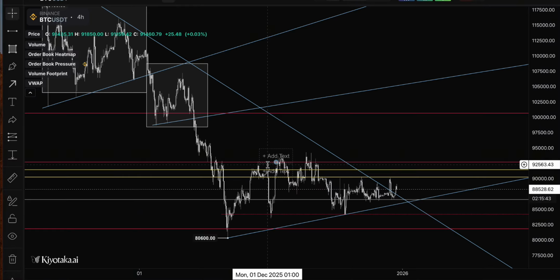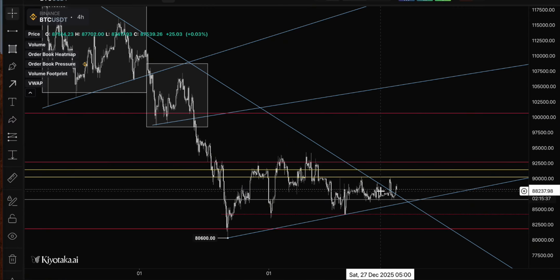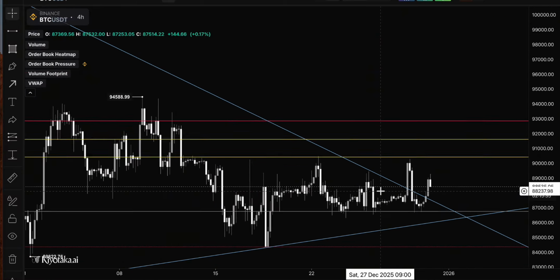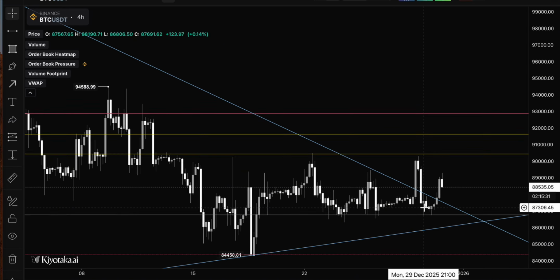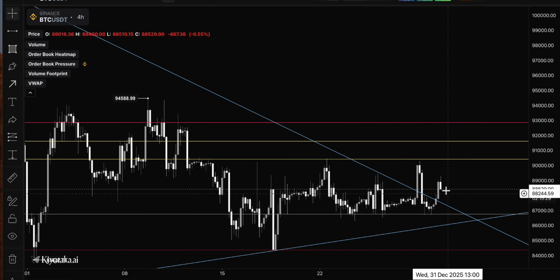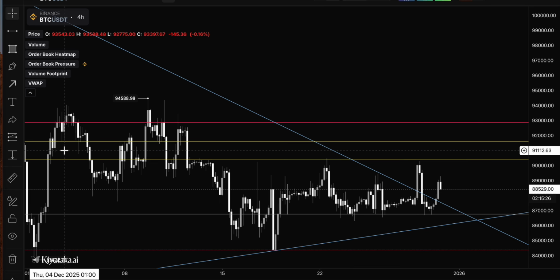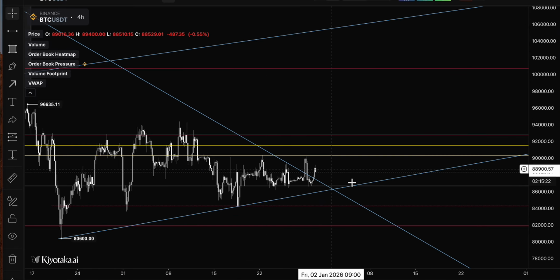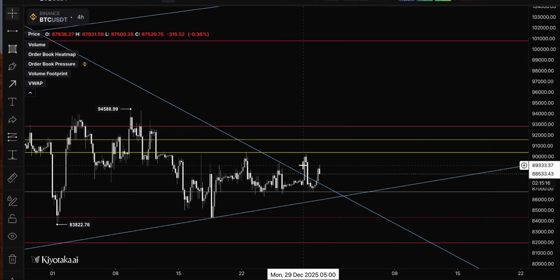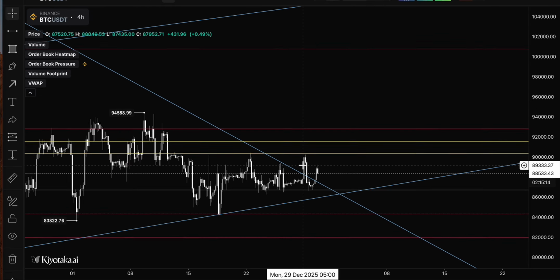Anyways, too long didn't watch: fade the extremes if you really have to trade higher time frames, which I don't suggest doing anyway. So far fading this stuff was the only viable strategy, and I don't think it's going to change until next week, when New York is back at the office.